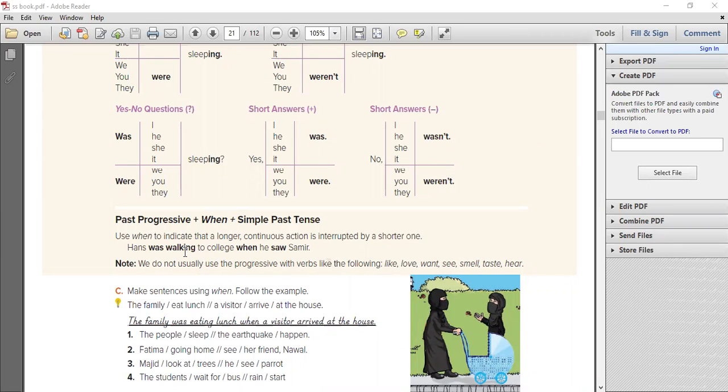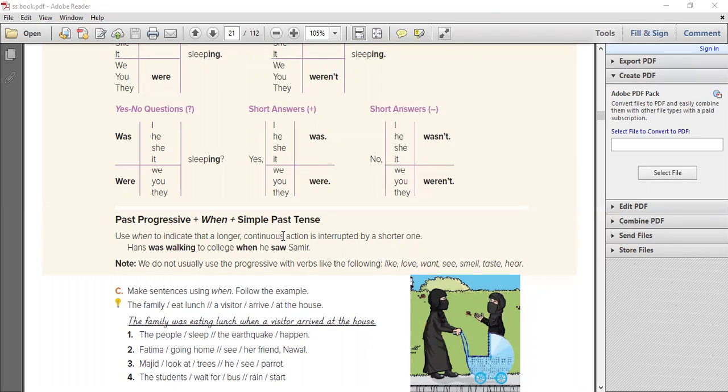So there is one action that has been continuous in the past, both of them in the past, and this is the first action. Then there is another action that interrupted this action. Interrupt يعني قطع عليه. So he was walking, he was walking, he was walking when he saw Samir. This action, the walking, stopped when he saw Samir.